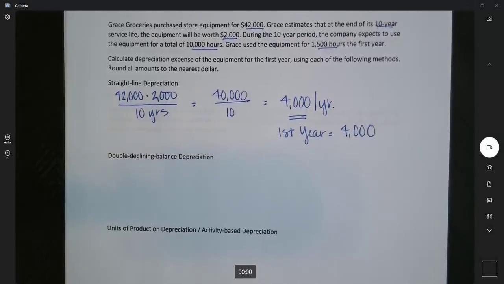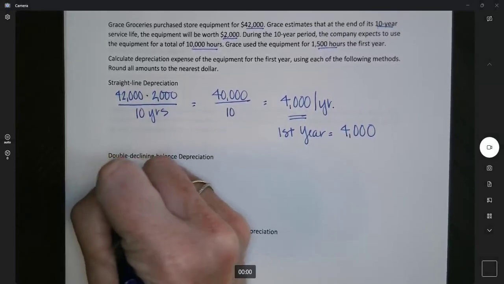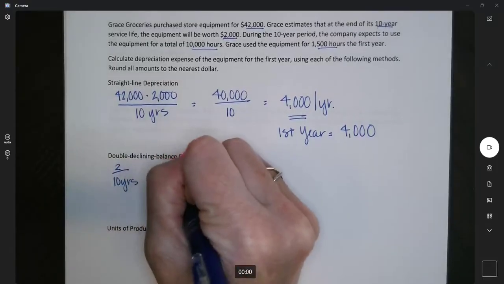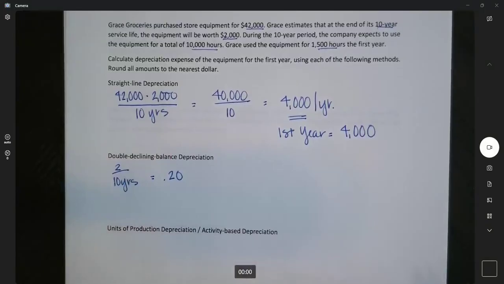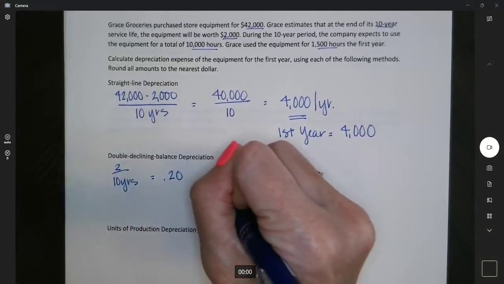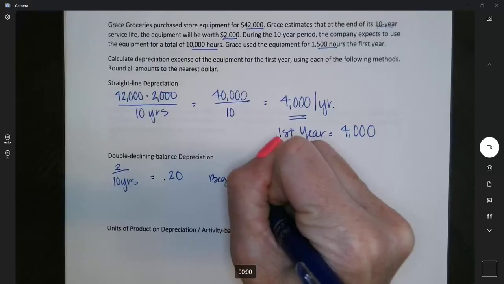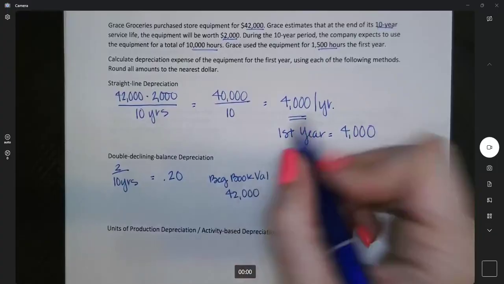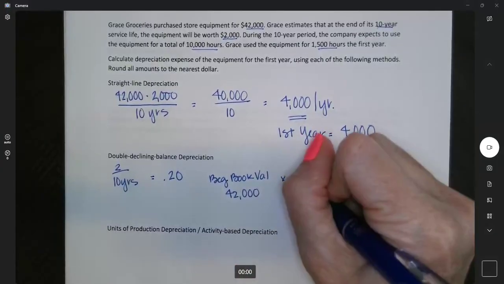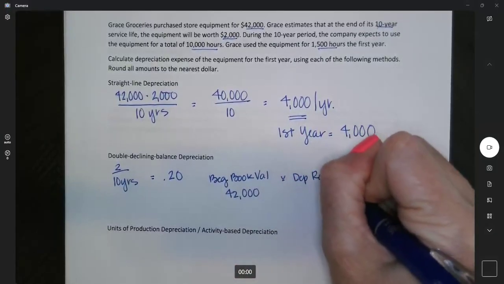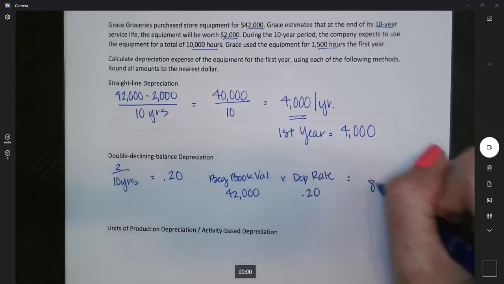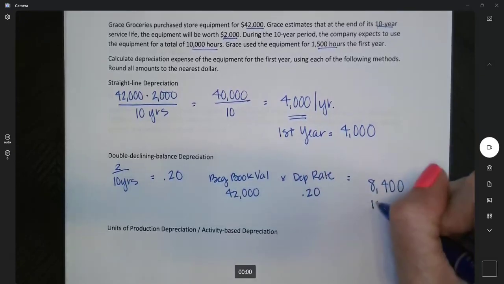In double declining balance method, we're going to take 2 and divide it by the service life. So we're going to get 0.20. Then we'll take the beginning book value of $42,000 and we'll multiply it times that depreciation rate. And we will get $8,400 first year.